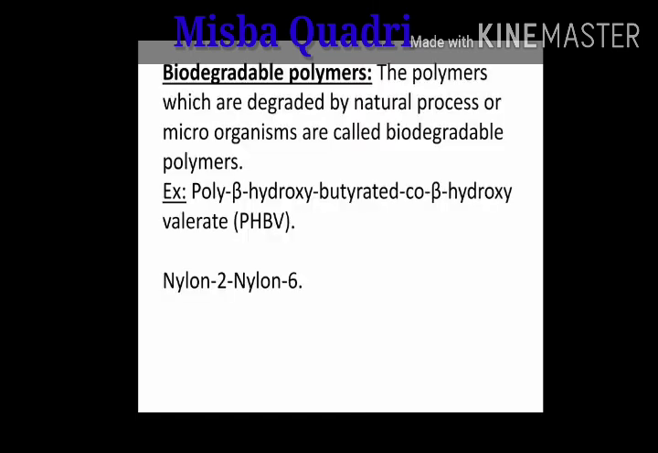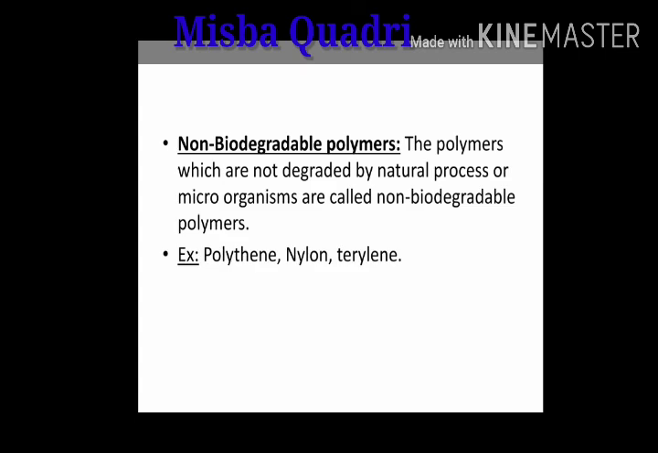Next we are seeing two types of polymers. One is biodegradable polymers and one more is non-biodegradable polymers. Biodegradable polymers are those which are degraded by natural process or microorganisms. Example, PHBV and nylon 2 nylon 6. These two you can remember as examples for biodegradable polymers.